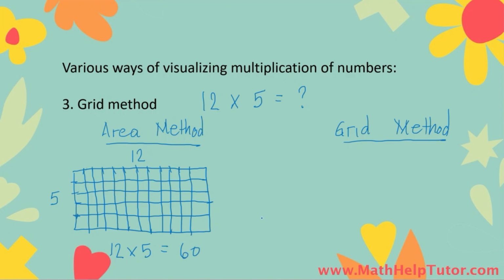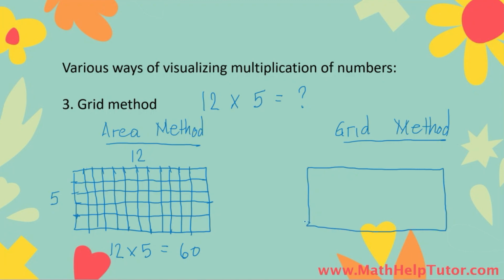Again, notice how long it took us to find the answer. We had to draw up a rectangle with a lot of squares in it, and then we had to count all the squares inside the rectangle before we could come up with the answer. Now let's do the grid method beside it. To use the grid method, we first have to decompose the numbers into its place and place value. So let's draw a rectangle again, very similar to what we did here in the area method.